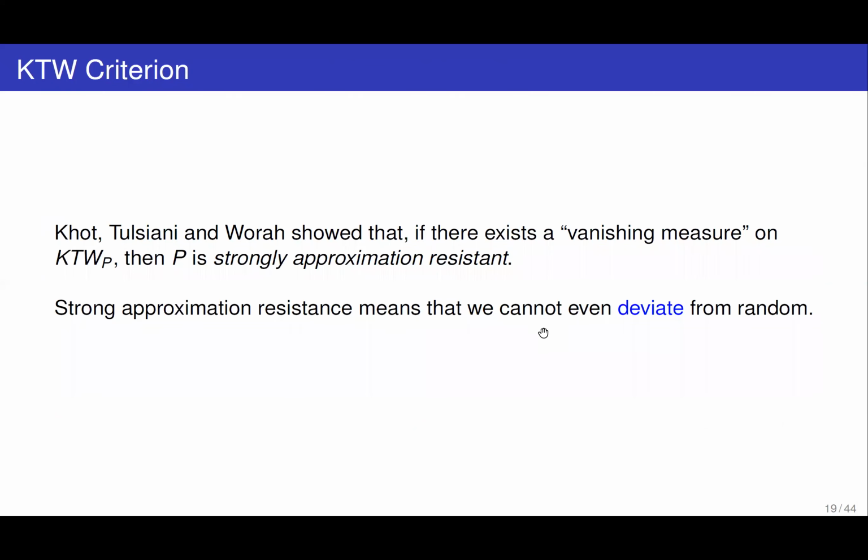Kothari, Thapper, and Živný, who studied the KTW polytope, showed that if there exists a vanishing measure on the polytope, then P is strongly approximation resistant. Here, strong approximation resistance means that we cannot even deviate from random. We can neither do better nor do worse than a random assignment.